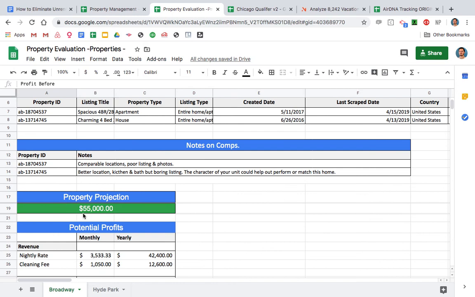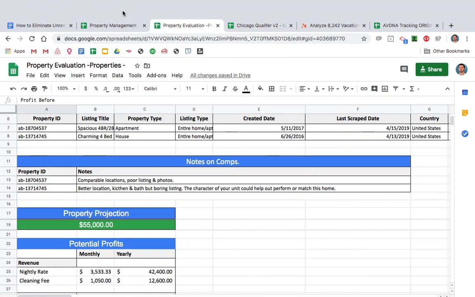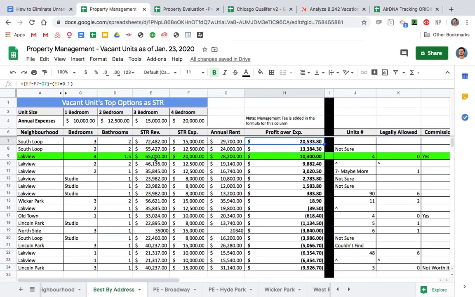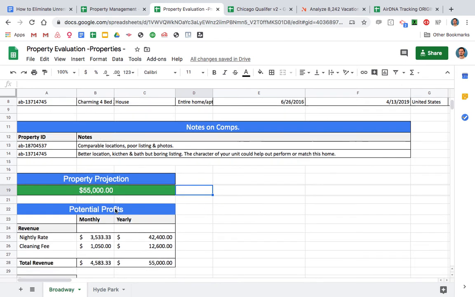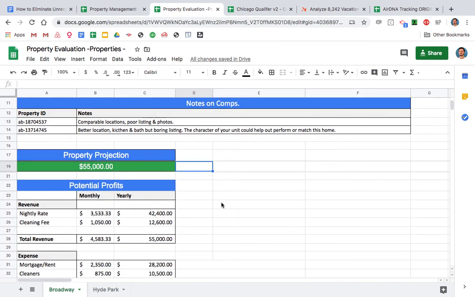And then what I come up with is a property projection. So I projected this property to do 55,000. Now if you remember, because I made a big deal about it, up here this one we said could do 65,000 when we originally looked at it, which was going to make him an additional $10,000, and now I'm saying it's going to do $10,000 less, which means it's going to make $10,000 less. But this is a more accurate scenario, and the whole reason we do this is to figure out how accurate it really is.